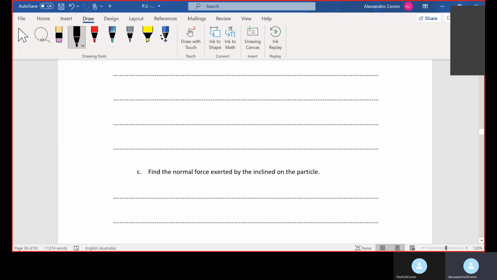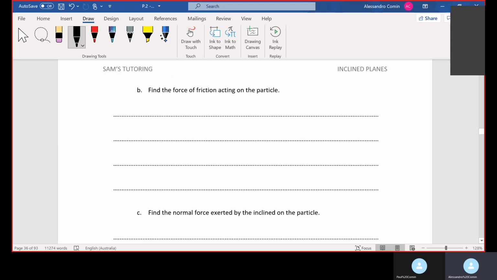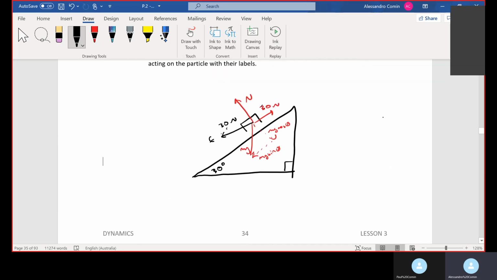And then find the normal force exerted by the inclined plane on the particle. Well, I'll do this one first. That's going to equal force applied minus F, which is 30 minus 30, which is 0. Hence, the box has no acceleration and is stationary. I hope we can all see that. I know I kind of jumped a little bit.